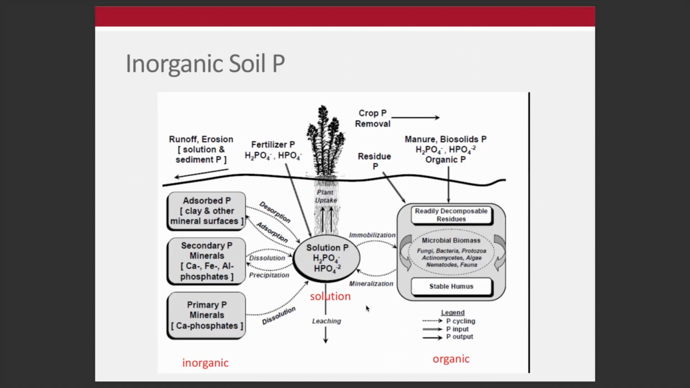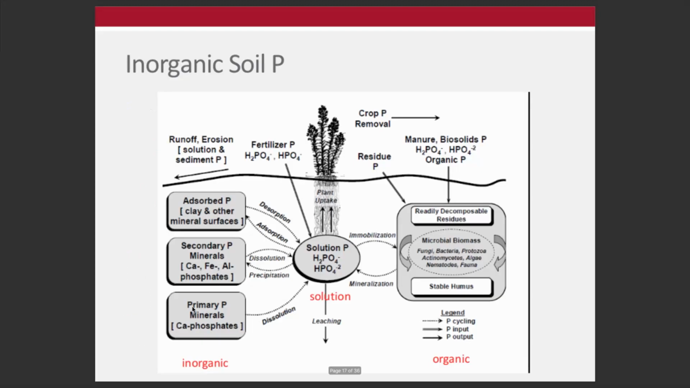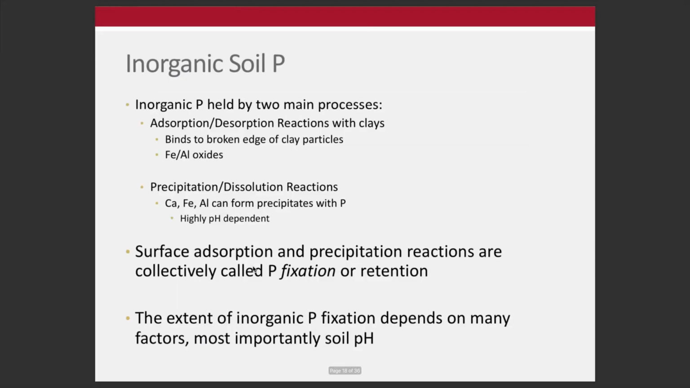All right, now we're going to talk about this inorganic fraction. These boxes over here: adsorbed P, clay and other mineral surfaces, secondary P minerals, and then primary P minerals, okay? Inorganic phosphorus is held by 2 main processes: adsorption and desorption reactions, and precipitation and dissolution reactions, and that's what's represented by these arrows. Desorption is into solution, adsorption is out of solution. Dissolution is into solution, and precipitation is out of solution. These are the two primary mechanisms.